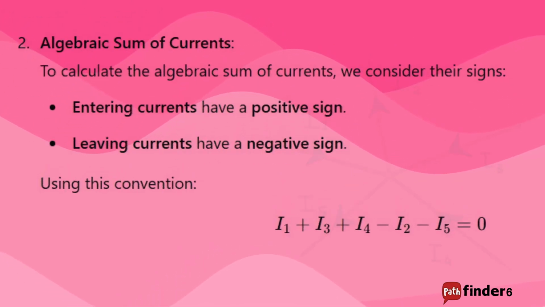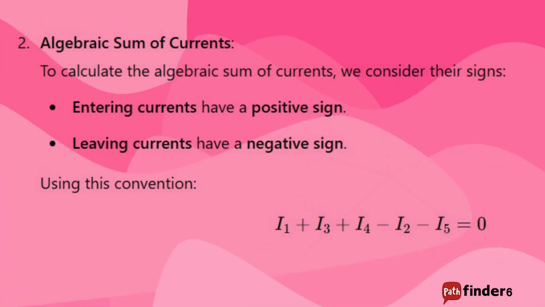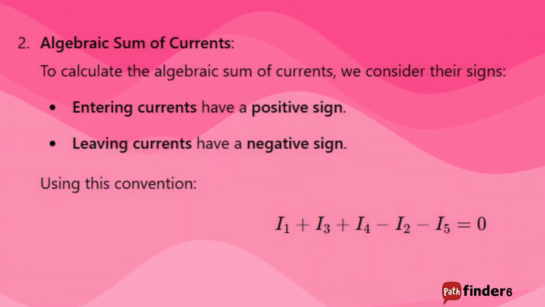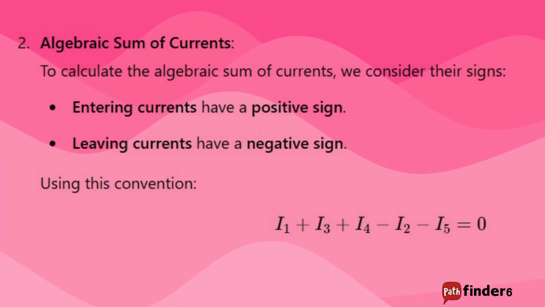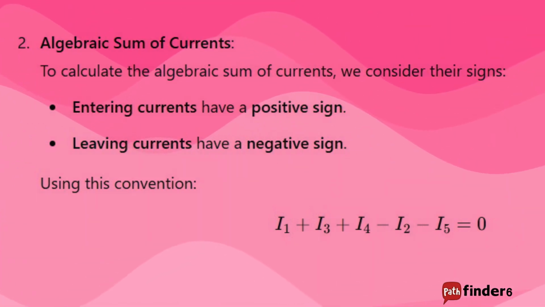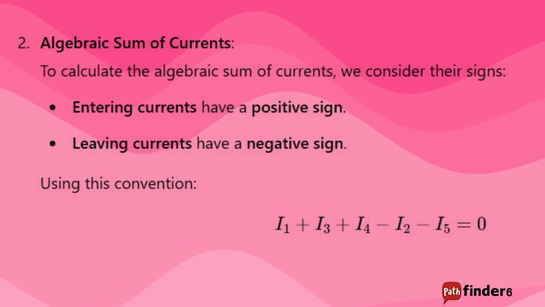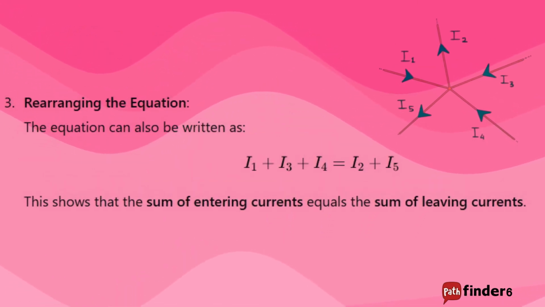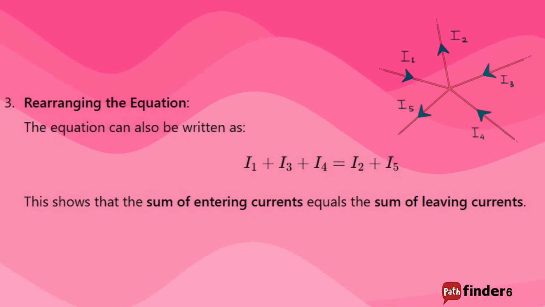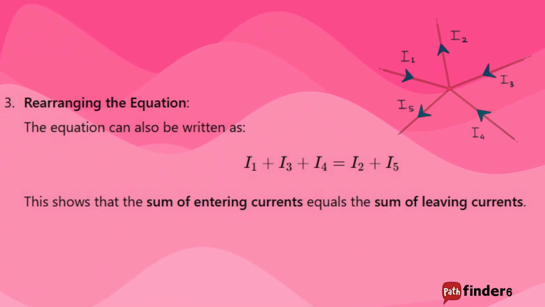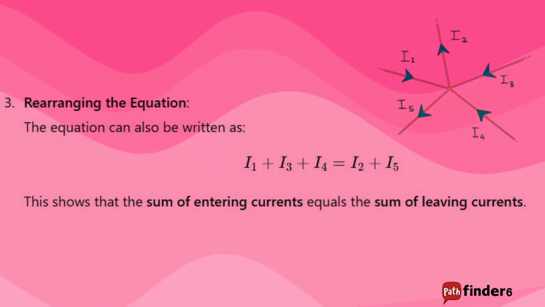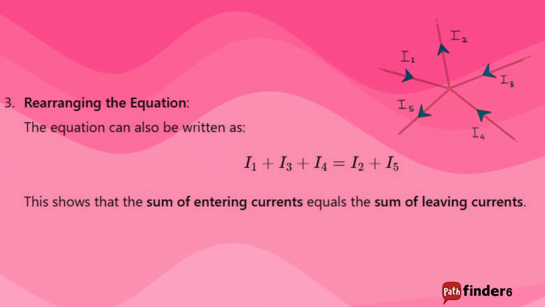To calculate the algebraic sum of currents, we consider their signs. Entering currents have a positive sign. Leaving currents have a negative sign using the sign convention. I1 plus I3 plus I4 minus I2 minus I5 is equal to 0. This equation can also be written as I1 plus I3 plus I4 is equal to I2 plus I5. This shows that the sum of entering currents equals the sum of leaving currents.